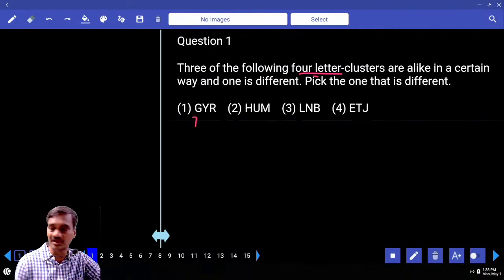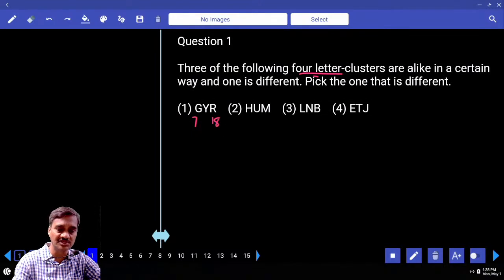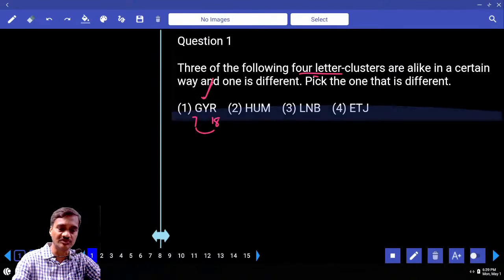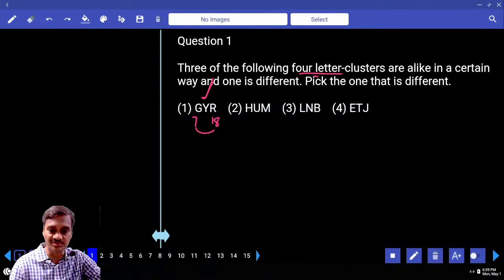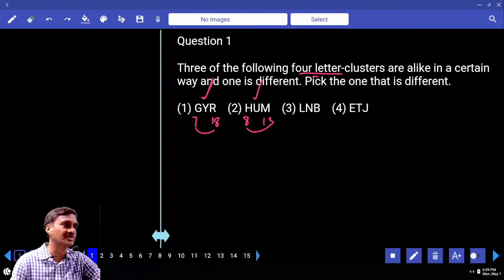G is 7, R is 18. 7 plus 18 is how much? 25th letter is Y. Sum of the first and the third letters equals the middle letter. H is how much? 8. M is 13. 8 plus 13, 21st letter is U.